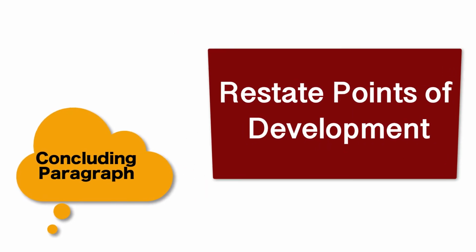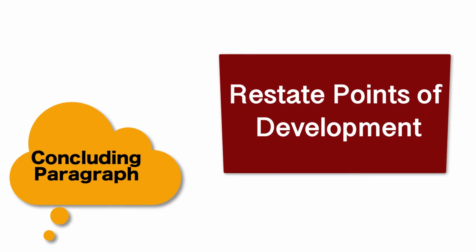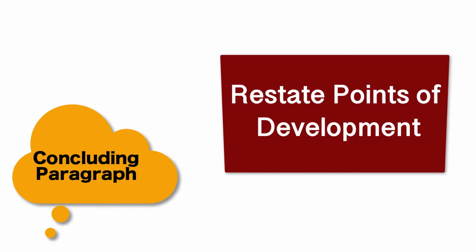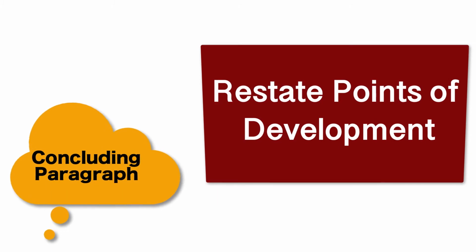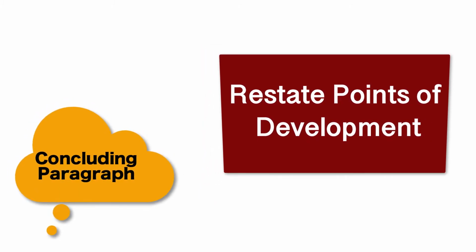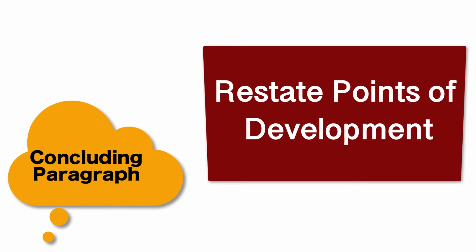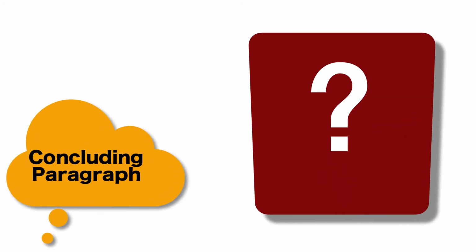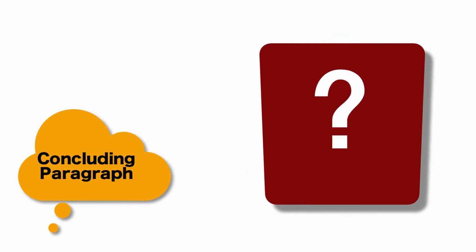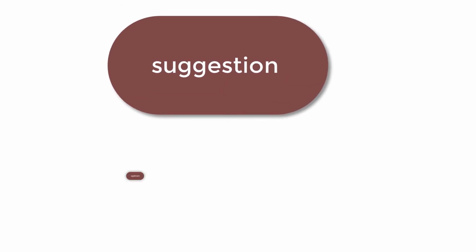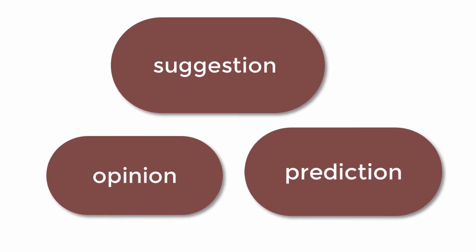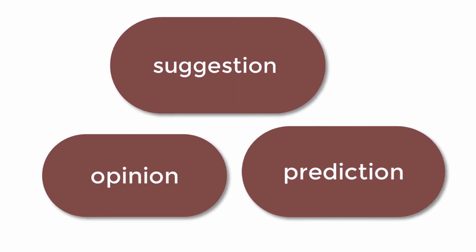An effective writer can also restate the points of development in the conclusion. This helps readers to recall the 3 main points that they just learned about without having to go back and reread the essay. After the restatement, the conclusion should give the reader something to think about. Good conclusions often end with a suggestion, an opinion, or perhaps a prediction. These types of general statements effectively end an essay.